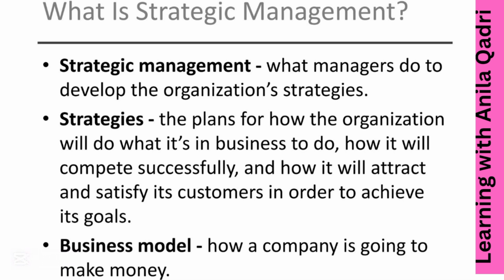What is strategic management? What managers do to develop the organization's strategies. What are strategies? The plans for how the organization will do what it is in business to do, how it will compete successfully, and how it will attract and satisfy its customers in order to achieve its goals. What is a business model? How a company is going to make money.